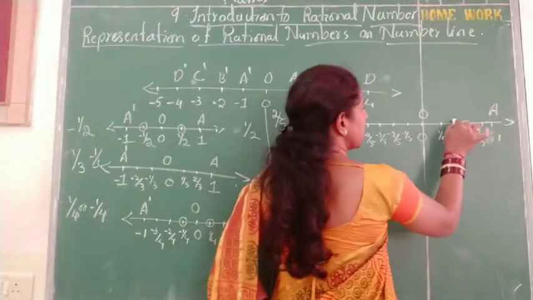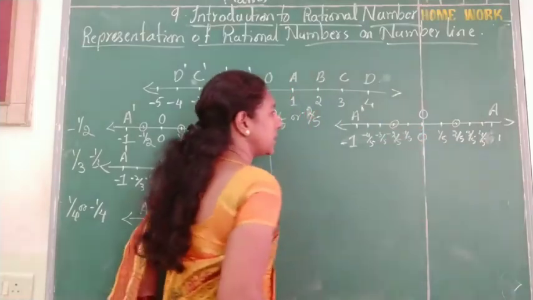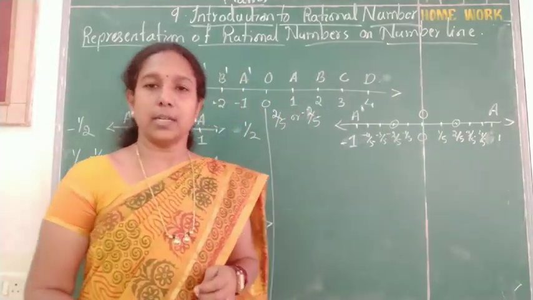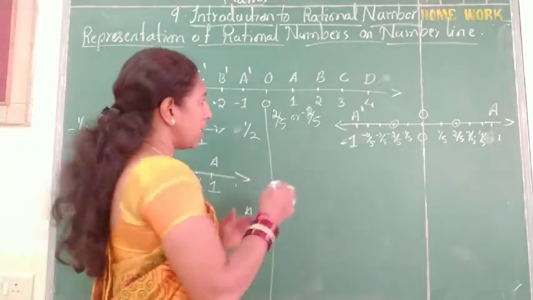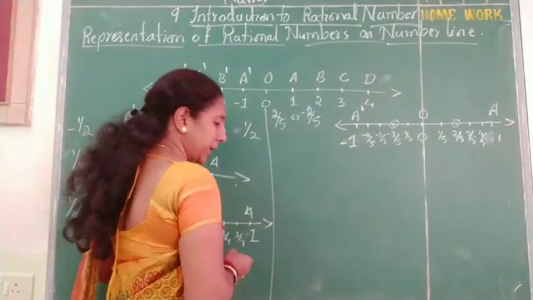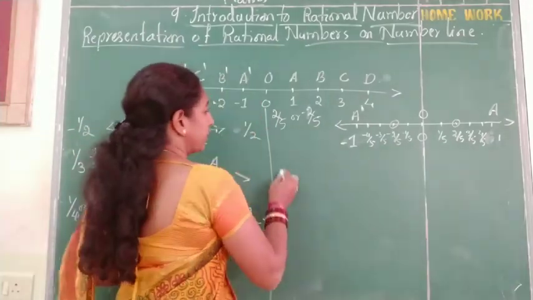2 by 5 is here. Here minus 2 by 5 is here. Okay, so this is how we have to represent the rational number. Now let us take a different number. Okay. Now let me take the same way.